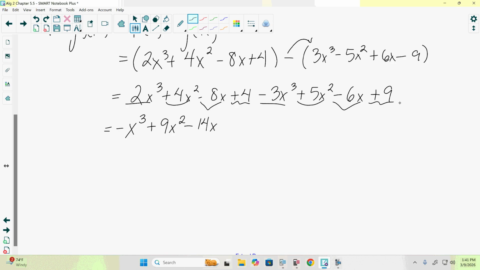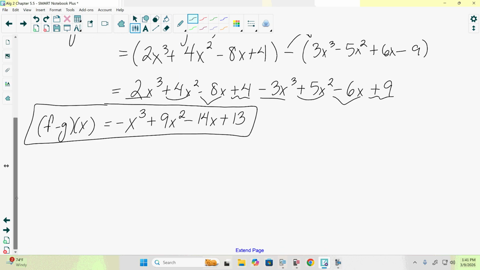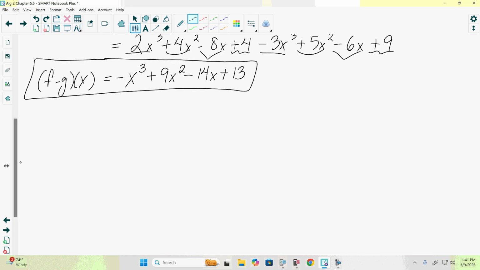And lastly, 4 plus 9 is plus 13. So f minus g of x gives us negative x cubed plus 9x squared minus 14x plus 13. So that's the equation. Now we need to evaluate it when x is negative 1. So once we find this equation, we're going to replace every x in it with negative 1.